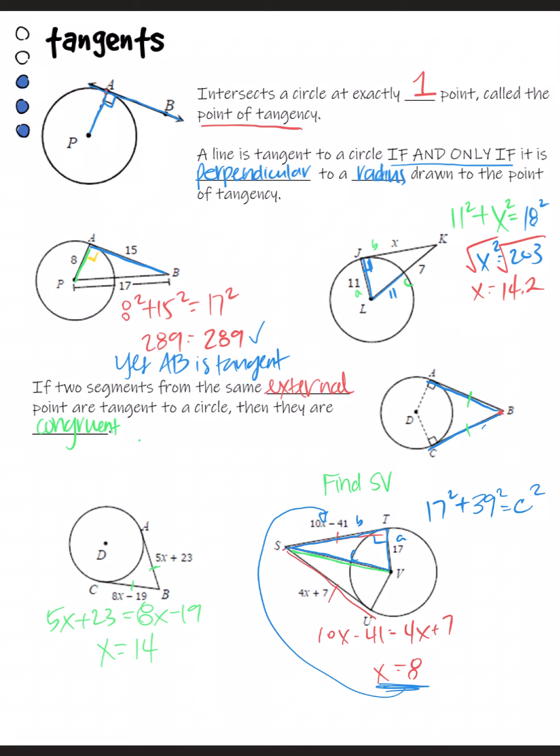So this B is 39. So ST is 39, 17, and we need to find C. Whenever I do the math here, C is going to end up equaling 42.5. So our side SV equals 42.5.